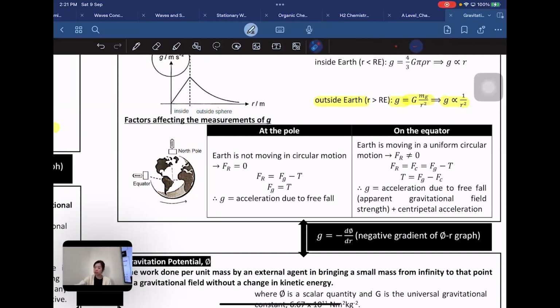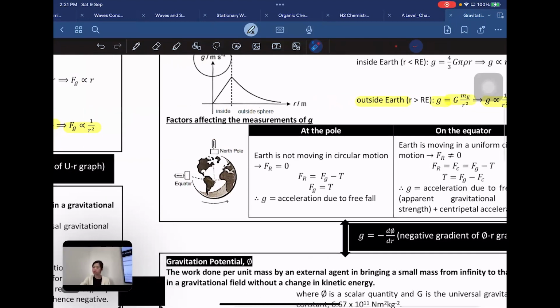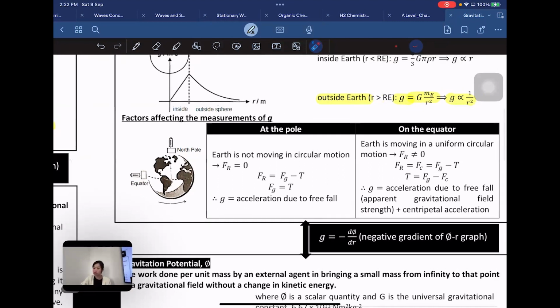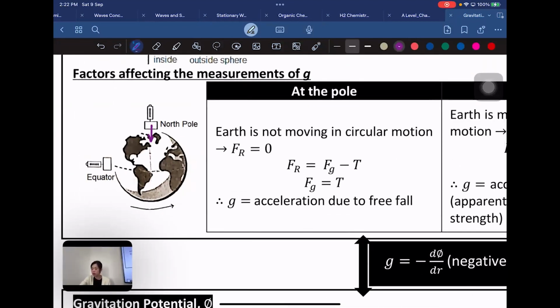So how does the g value at the poles of Earth differ from the ones at the equator? There is a difference. Now let's take a look at the pole. Imagine I have a block of an object on the pole and I'm pulling it with a spring balance to measure the weight. You realize that the forces acting on the object would be, number one, the weight, correct? And number two, the tension.